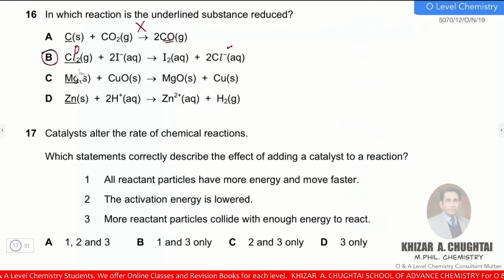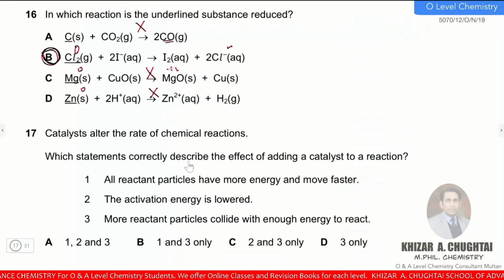In the next options, magnesium is having 0, here it is having +2, so it is going to oxidize. Zinc, here is 0, here is +2, again this is the oxidation. So once again, it is confirmed that B is the correct option in which the underlined substance is going to reduce.